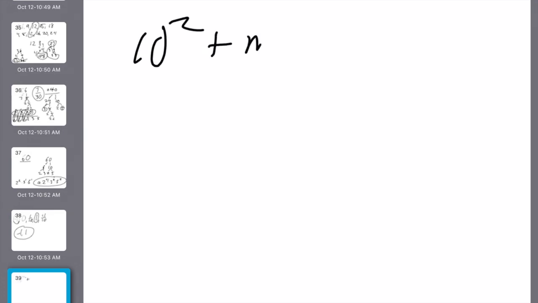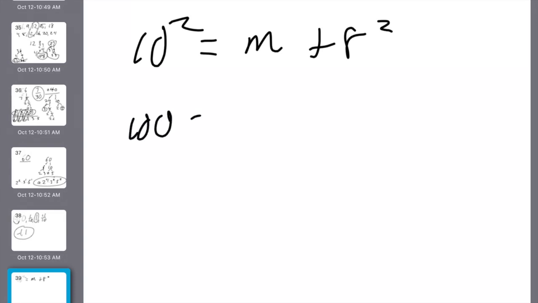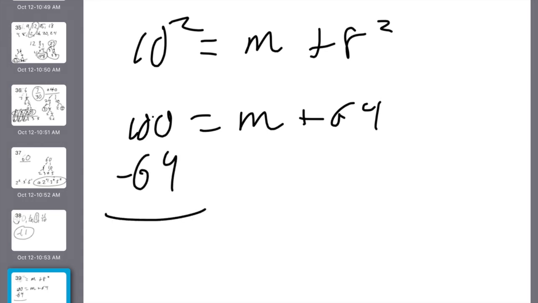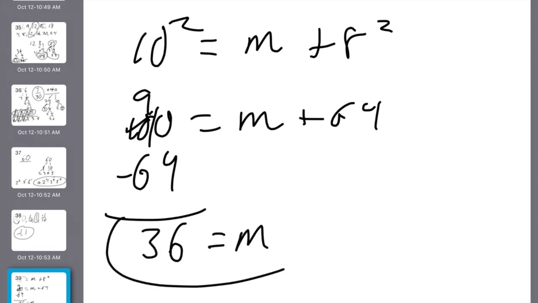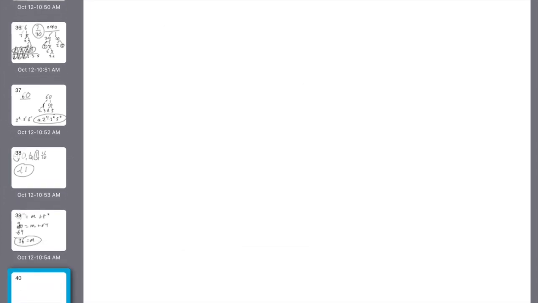10 squared equals m plus 8 squared. Do the math. I have 100 equals m plus 64. I then subtract 64 when I'm missing an addition, and I get an answer of 36. M equals 36.